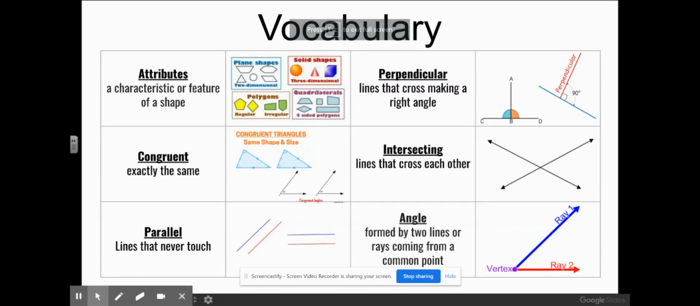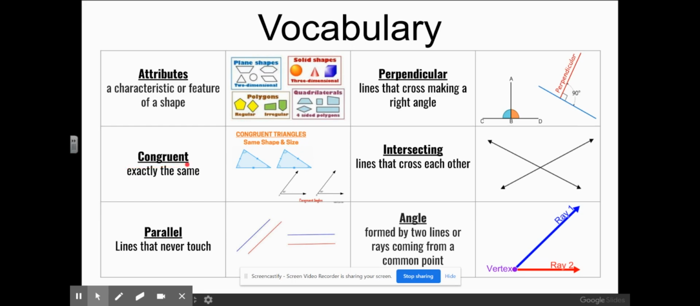Hey guys, this week we're going to begin talking about geometry and specifically about classifying shapes. But before we do that, let's talk about this vocabulary. First of all, we have attributes, and that just means a characteristic or feature of a shape. It could be how many sides it has, it could be it's two-dimensional or a 3D shape.